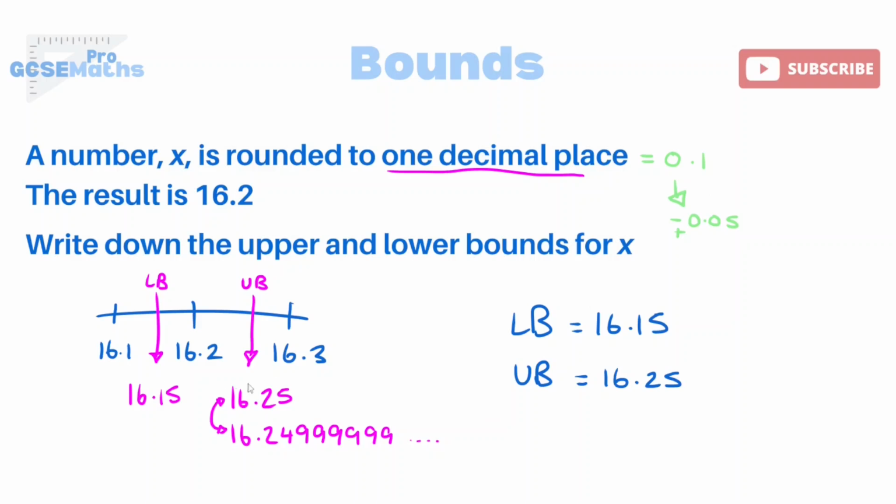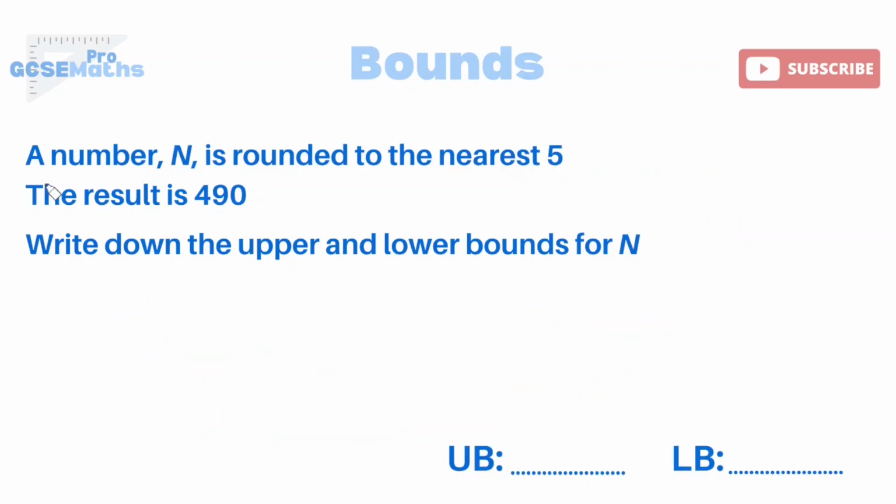You've got the two options. Either just draw a little sketch here to visualize it, or you can just go, right, okay, whatever they've rounded it to, I'm going to half that and add it on and take it away. So let's do another question so we can practice both of those methods again. So we have here a number n is rounded to the nearest 5. The result is 490. Write down the upper and lower bounds for n.